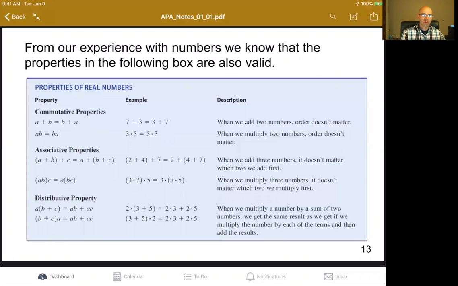Here's a list of properties. These properties are in our notes, so I encourage you to look through them: commutative, associative, and distributive. You can see all of the properties are written both with addition and with multiplication, or the combination of both at the bottom.